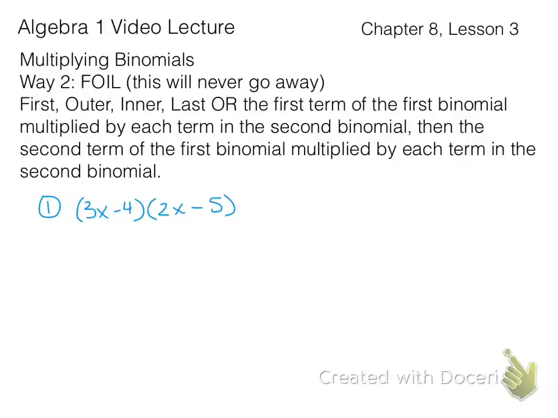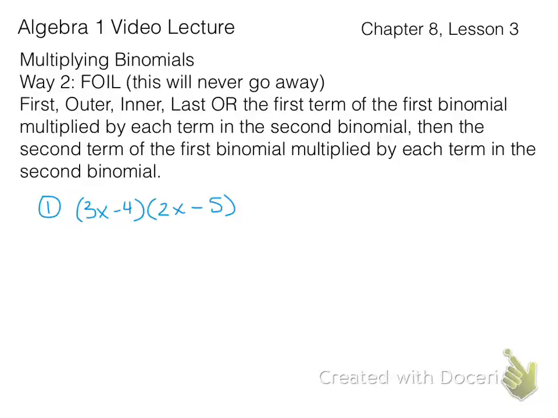This way you're not breaking anything up, but you're doing this massive distribution. And this massive distribution is called FOIL, and this will never go away. If you say FOIL to any other person who's been in this class or higher, any math teacher, they're going to know exactly what you're talking about. Because there's really no other way of describing it other than FOIL, though personally to me FOIL is really confusing, but I just know that I'm doing massive distribution.